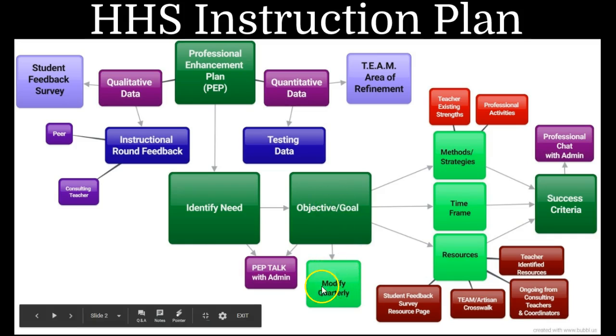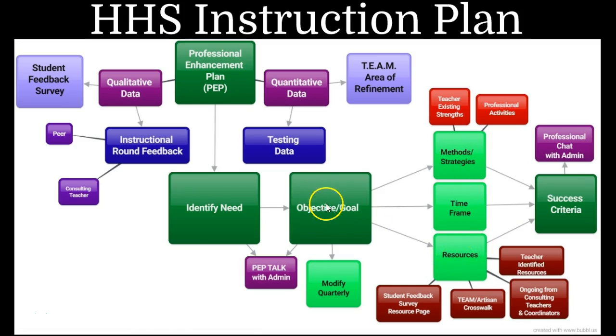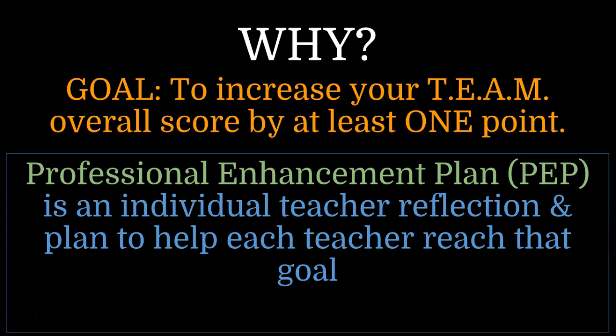You'll have opportunities to modify that quarterly. You'll share those ideas with your AP at the beginning of the year. You'll seek out methods and strategies and resources to help you obtain that goal. You'll set a time frame of obtaining that goal, and of course, what does measurable success look like for obtaining that goal. And then you'll share all of this with the professional chat with your admin at the end of the year.